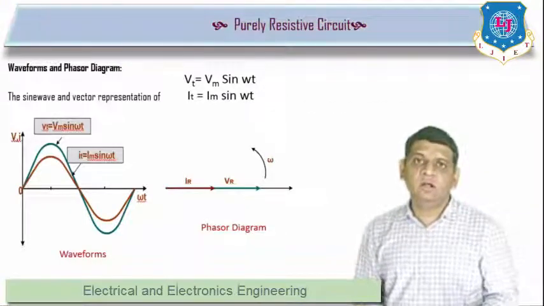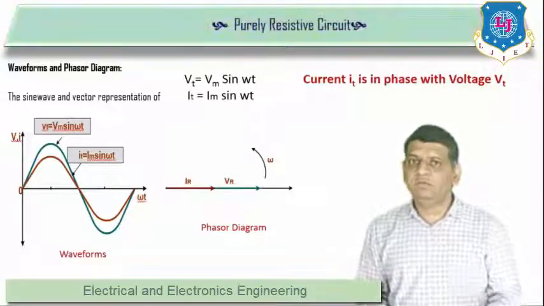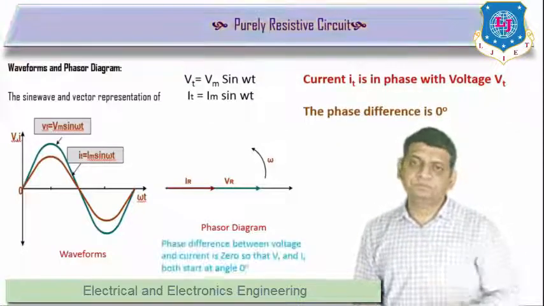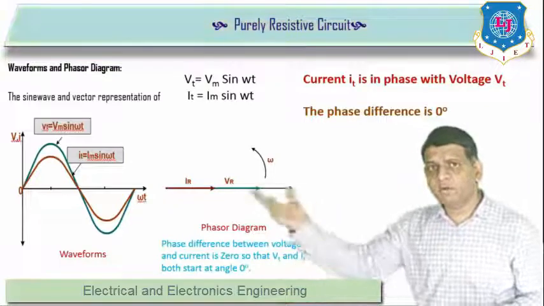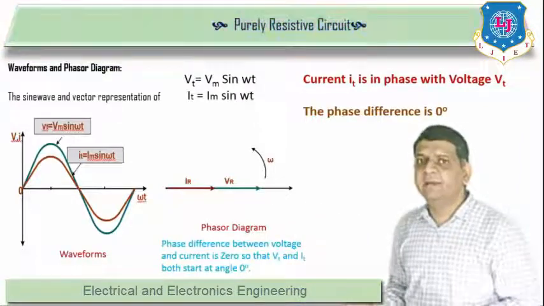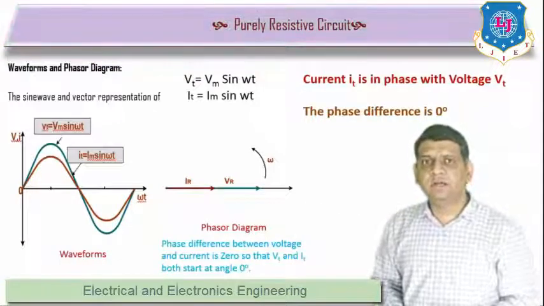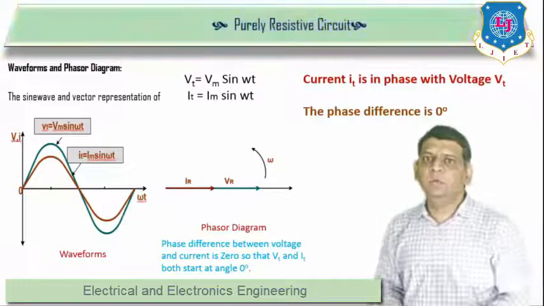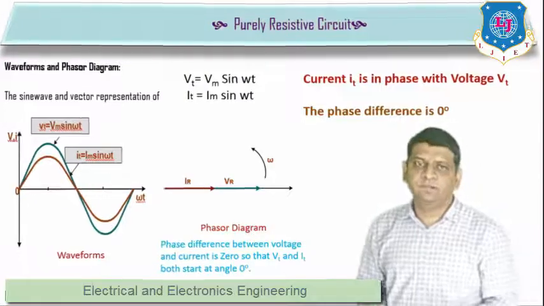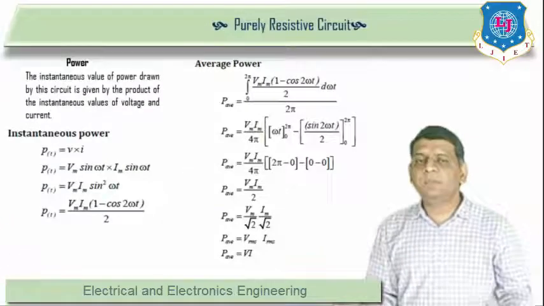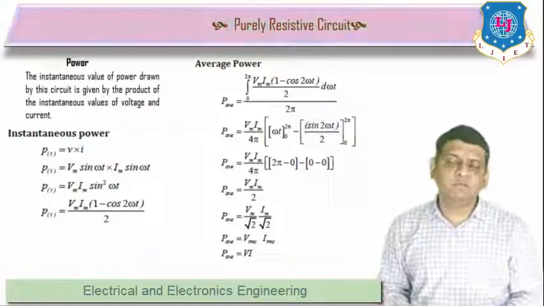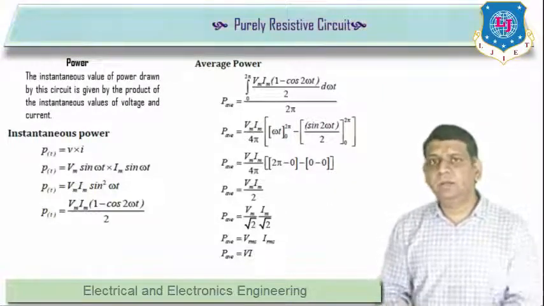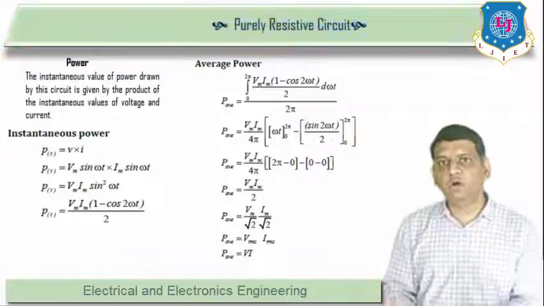So I can say here voltage and current both are in phase, and the phase difference is 0, right? The same statement we carry forward from our previous slide, where the phase difference of voltage and current is 0, so that Vt and It both start at 0. Now our point number 3 is the power calculation, where if you have to find the instantaneous value of power, this is nothing but the multiplication of instantaneous values of voltage and current.